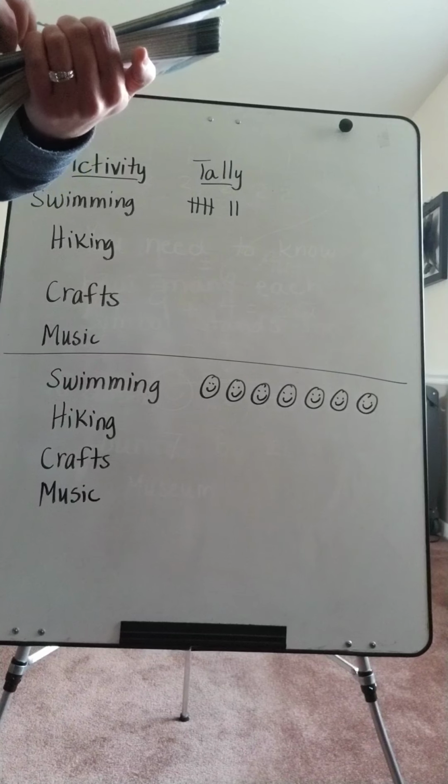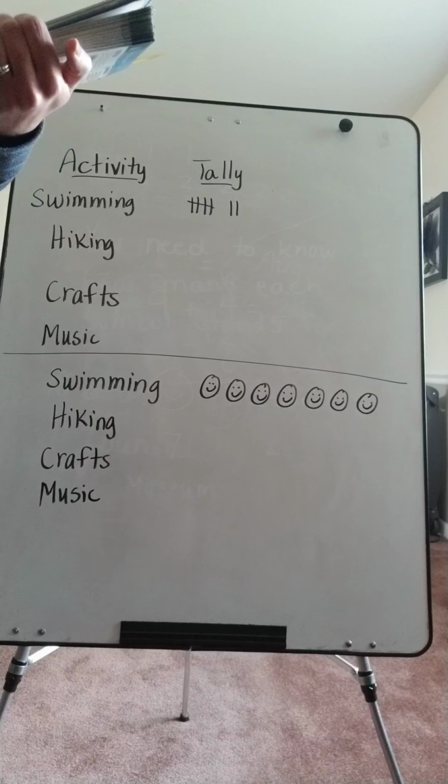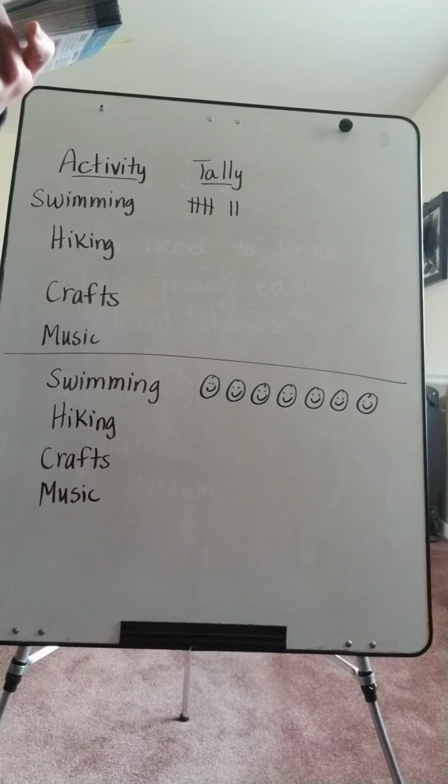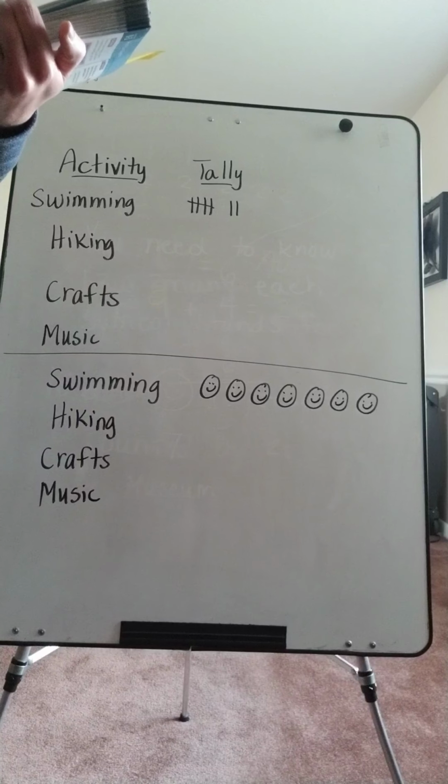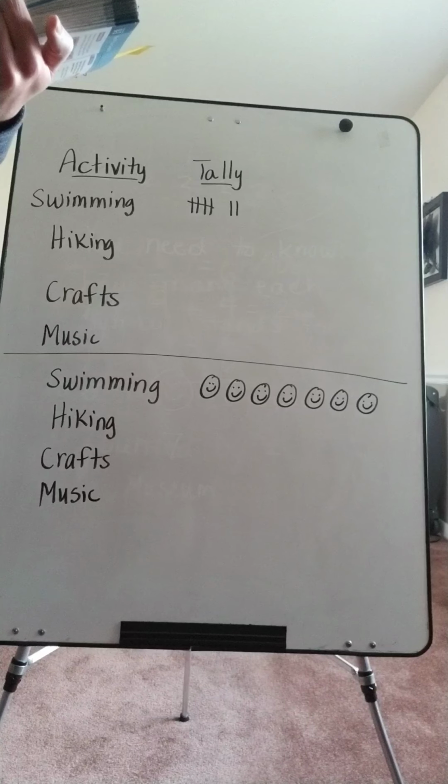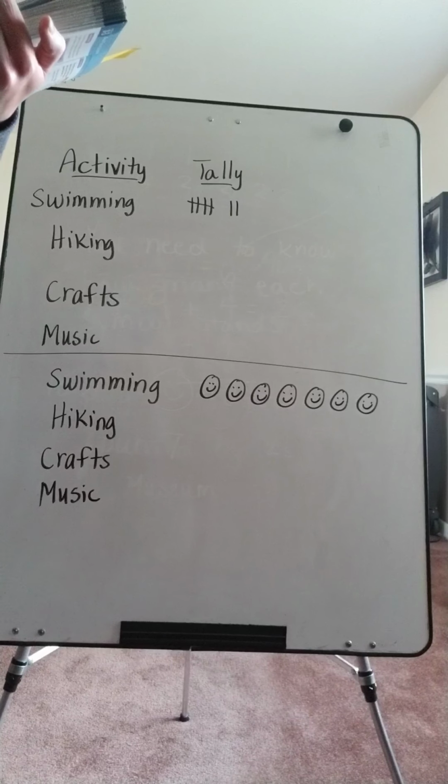You have to include a key so the reader knows what each symbol means. So at the bottom it says key. Each yellow circle stands for 1 day. All right, so that means he put 6 yellow dots next to week 1, 4 next to week 2, 3 next to week 3, and 5 next to week 4 to match the tallies.